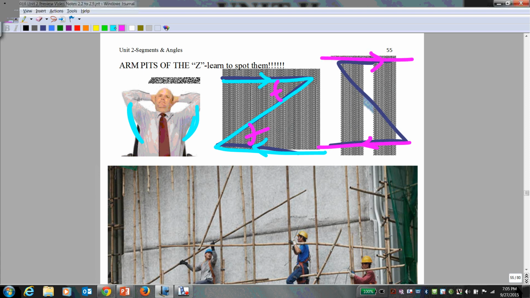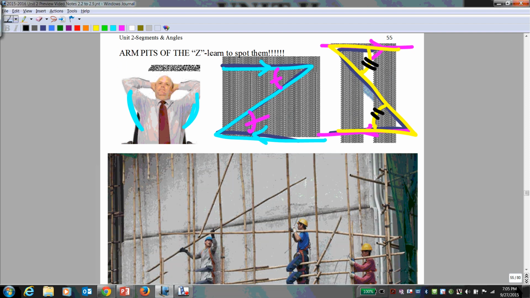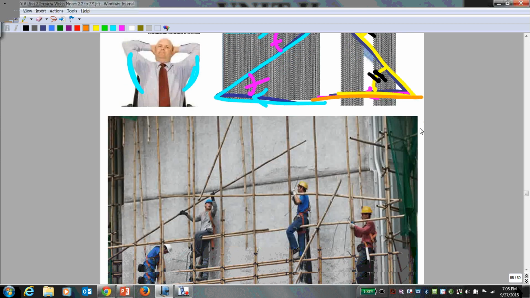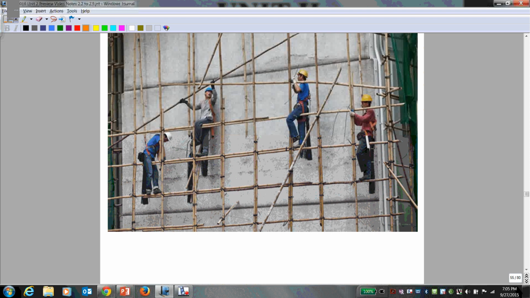They're really easy to spot if you just think of the Z and then think of those sweaty armpits. Those sweaty, hairy armpits. I just grossed a lot of you out, but you'll remember, sweaty, hairy armpits are going to be congruent when lines are parallel. Let's spot a few of them. So when lines are parallel, armpits of the Z are congruent.